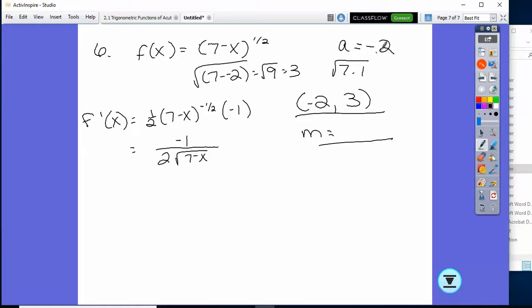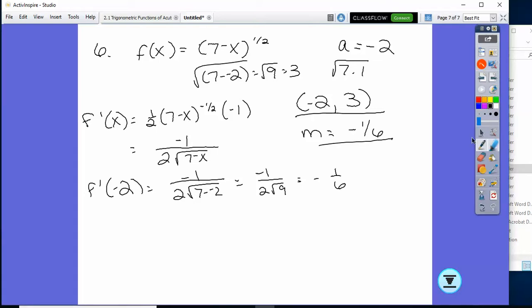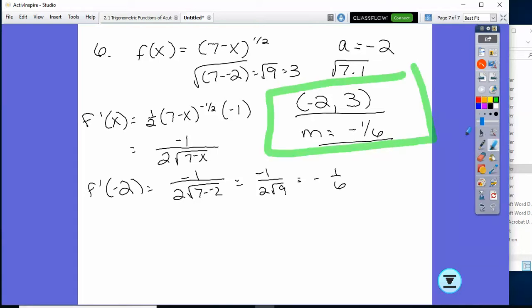We need the slope at the point when our a is -2, so if we plug in -2, 7 minus -2 is 9, square root of 9 is 3, times 2 is 6, so -1/6. So now I have my point and slope. That's what we need to write the linearization, the L of x.